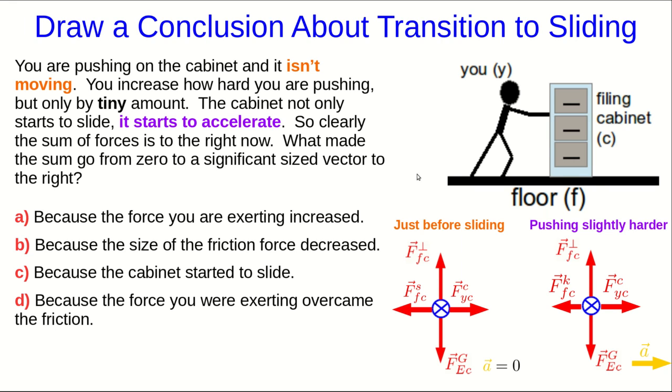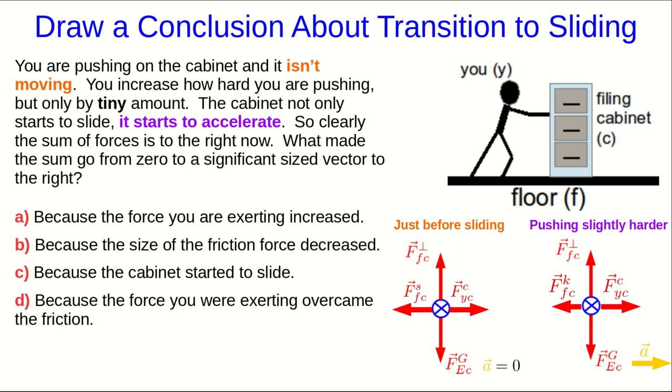So hopefully Moodle has guided you through this. We see a change in the acceleration vector, and the only way to explain a change in the acceleration vector is that the forces have changed. So we need to identify the change in the forces that caused this.